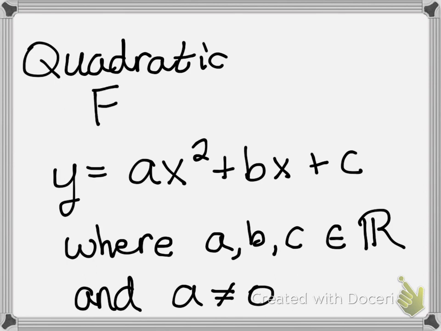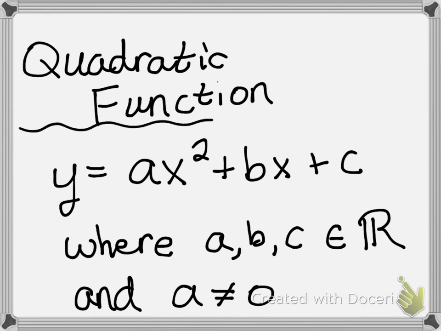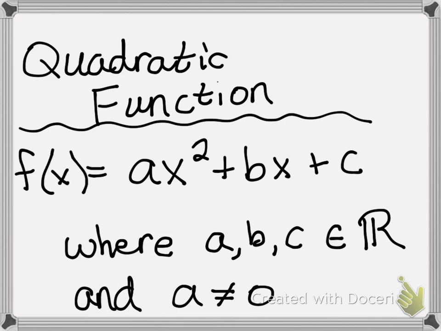Now, in order for it to be a function, we talked about this. Instead of y, we can write f of x, or that f can be any letter, h, g, anything. It's generally f of x, but f of x and y are the exact same thing. This is what a quadratic function looks like.